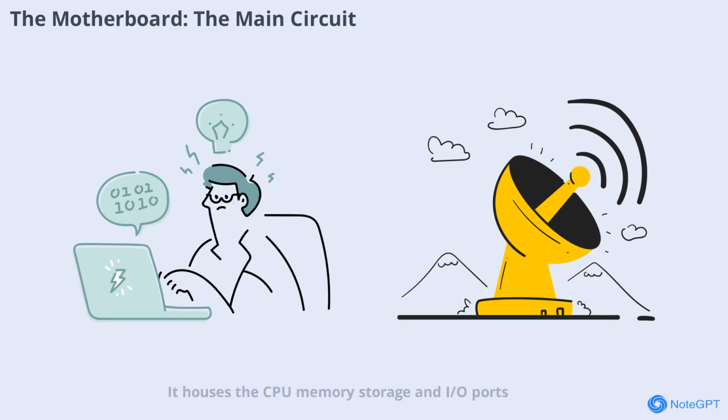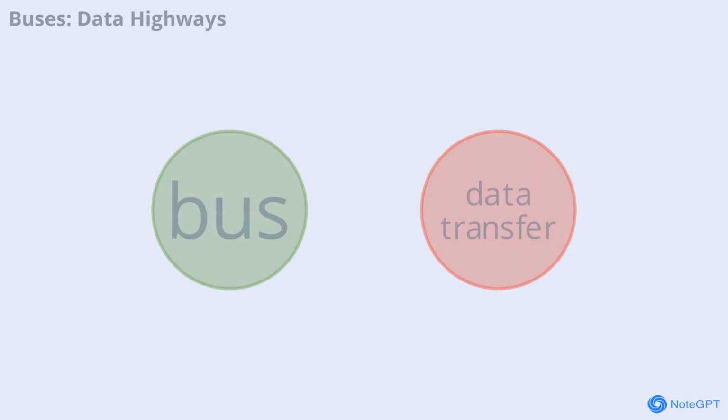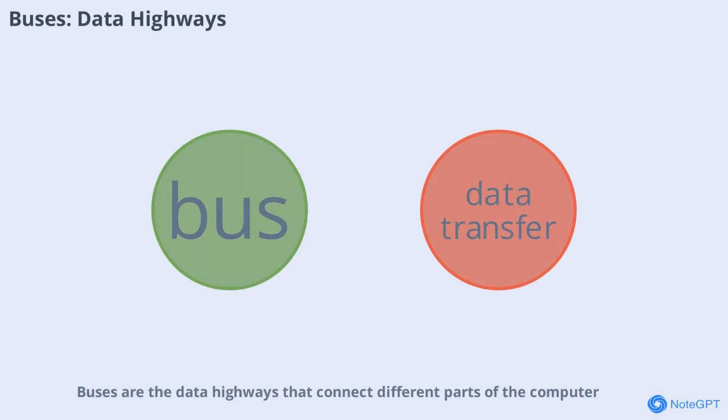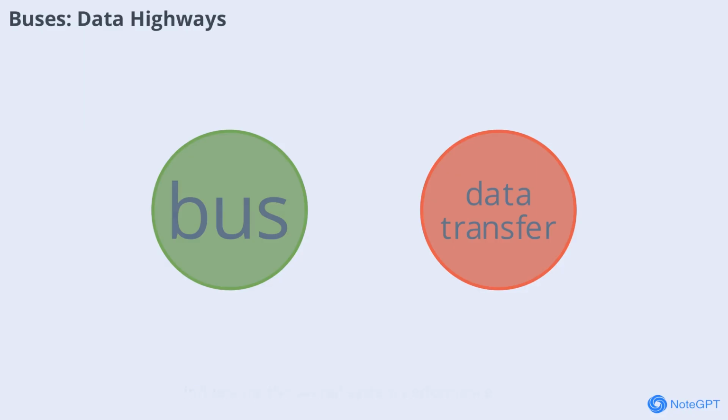It houses the CPU, memory, storage, and I/O ports, allowing them to communicate seamlessly. The design and layout of the motherboard play a crucial role in the computer's performance and expandability. Buses are the data highways that connect different parts of the computer. They carry information between the CPU, memory, storage, and peripherals. The speed and width of these buses impact how quickly data can move, influencing the overall system performance.